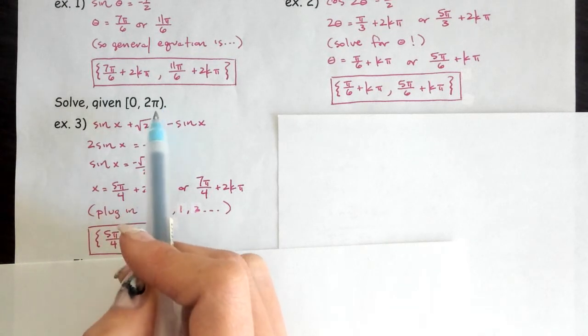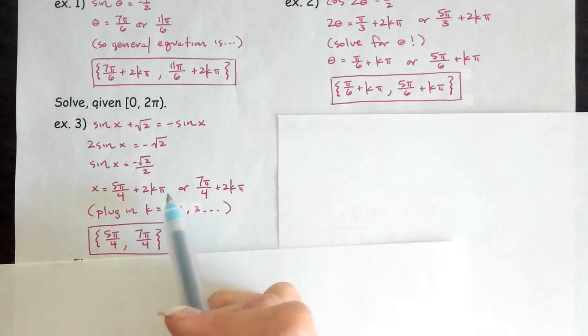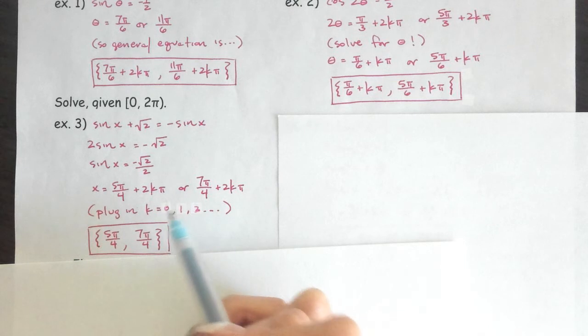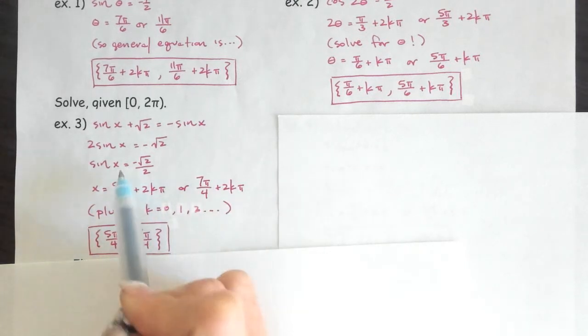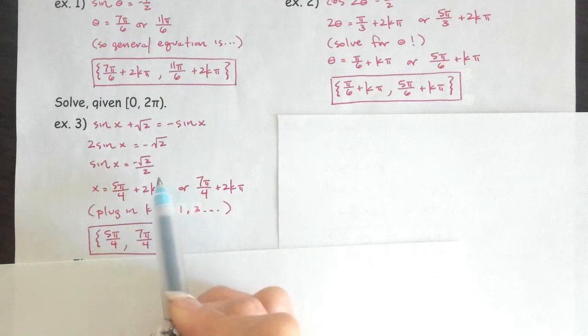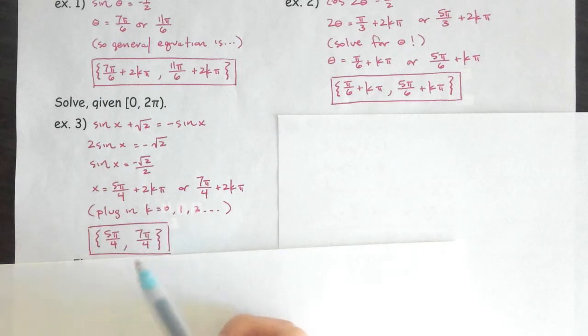So that's a parentheses, it's not a bracket. So you're supposed to be less than 2 pi. So anytime you have plus 2 pi, it's already too big. So I stop at k equals 0. Okay, so my 2 answers for when this happens are 5 pi over 4 and 7 pi over 4.